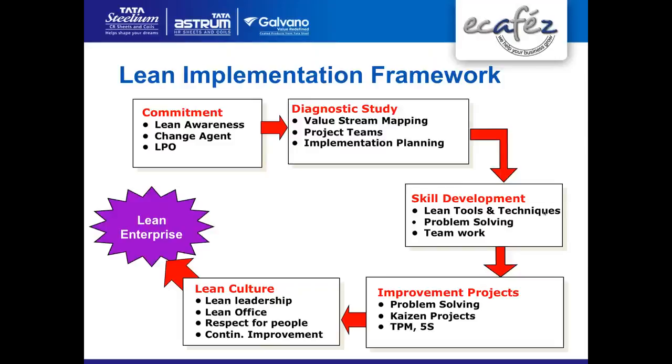Once commitment is made, lean begins with the diagnostic study. We must know where we are, and then set a target where we want to be. The gap has to be filled. In diagnostic studies, as I explained earlier, value stream mapping is one of the powerful tools which helps to find out what the constraints in the system are and what problems the company faces. Those problems become projects for improvement.